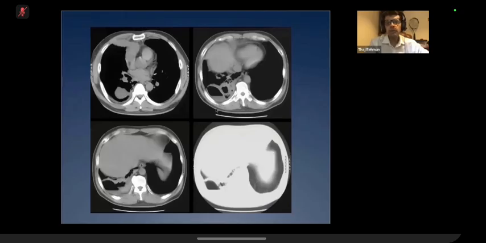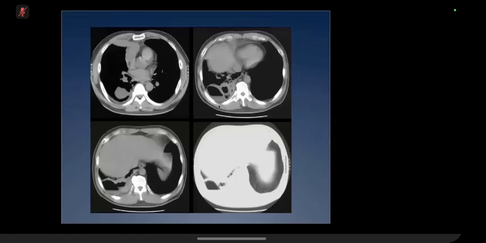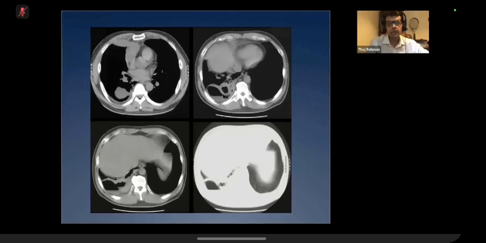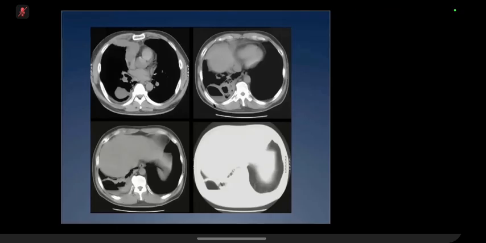Can you identify the corresponding air fluid level that you saw on X-ray? Can you see that on CT? Yes, there is an elliptical separation of the right basal pleura with fluid level and overlying consolidation. There is fluid level.